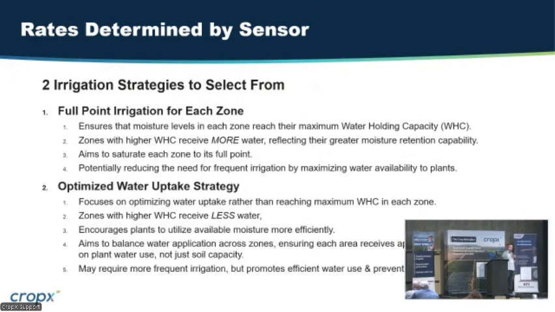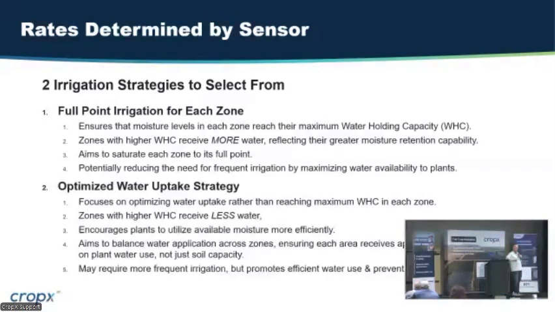If we dive into those two irrigation strategies again, the full point is going to make sure that we're watering every zone to its fullest capacity. Basically, the big change with this is that the higher water holding capacity zones are going to receive more water because they have more capacity. There's more room in that bucket to fill up. They aim to saturate or fully fill up each zone to its fullest point.